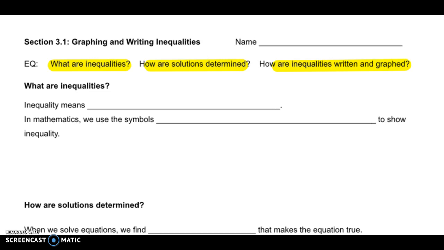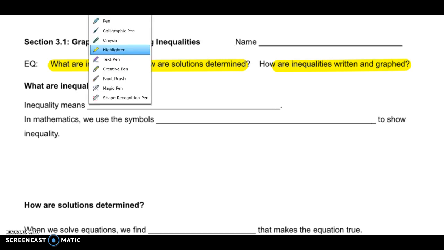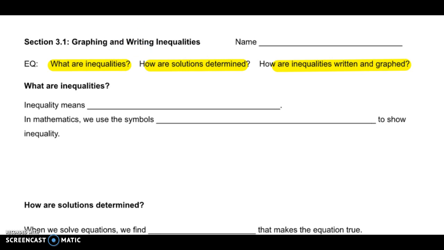Because as you'll see, we have multiple solutions when we talk about inequalities, which is our big difference between inequalities and equations. So first and foremost, when we see the word inequality, it means that something is unequal or not equal. In front of a word, that prefix is kind of the opposite, just telling us that two things are not equal.